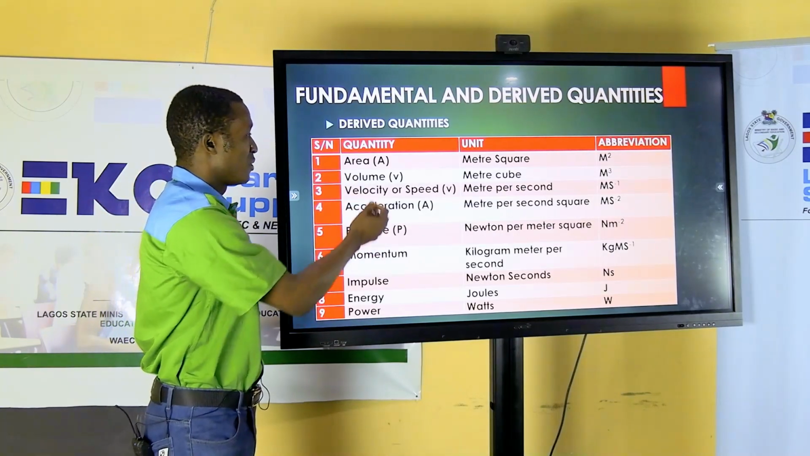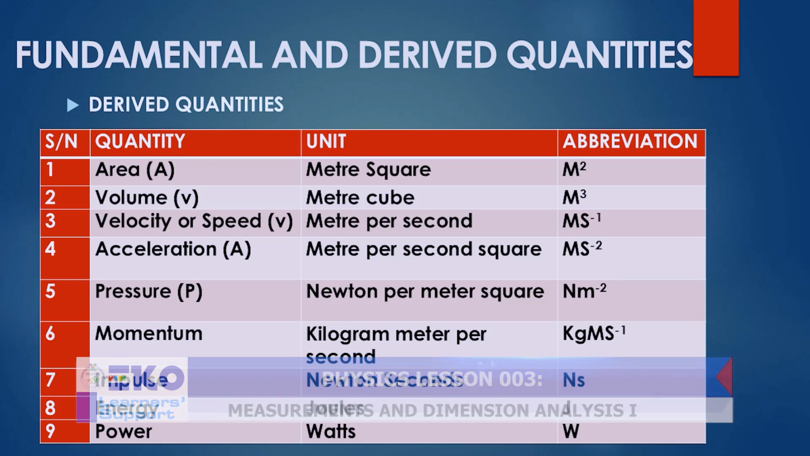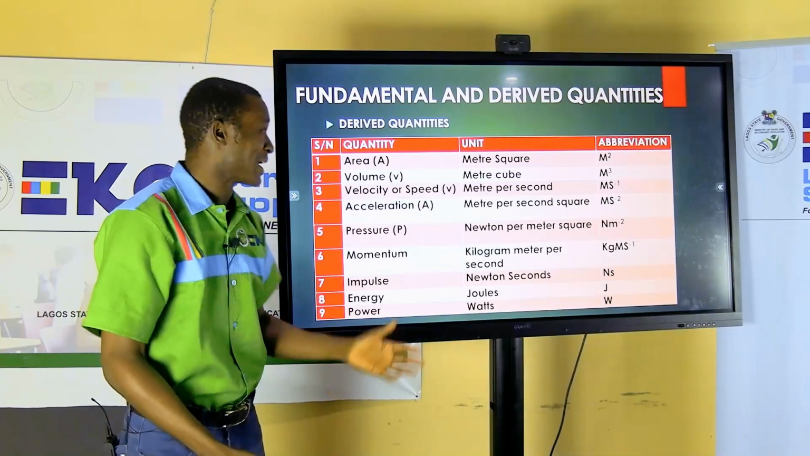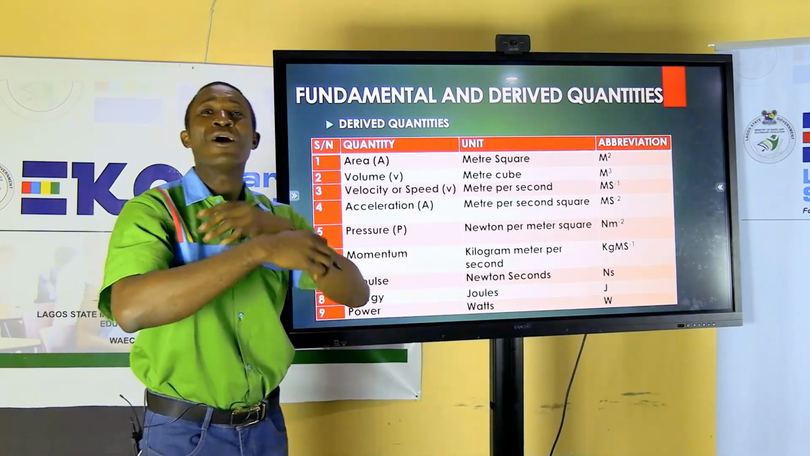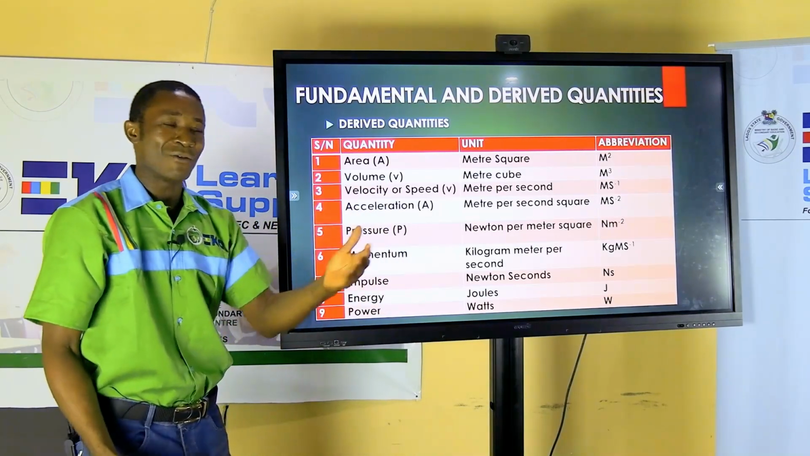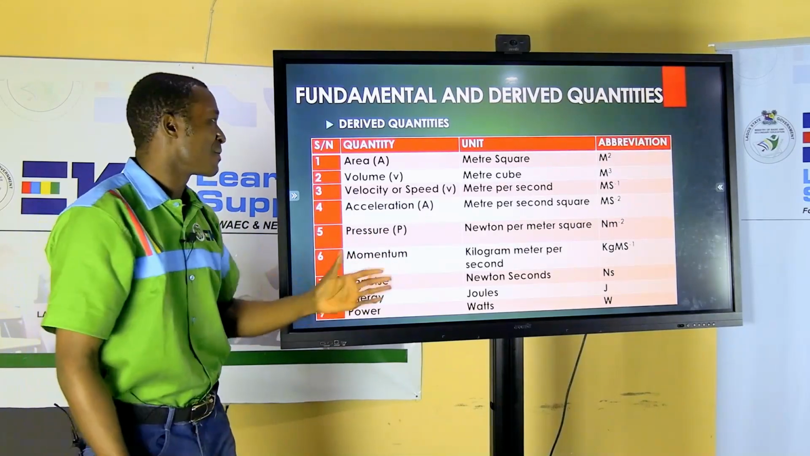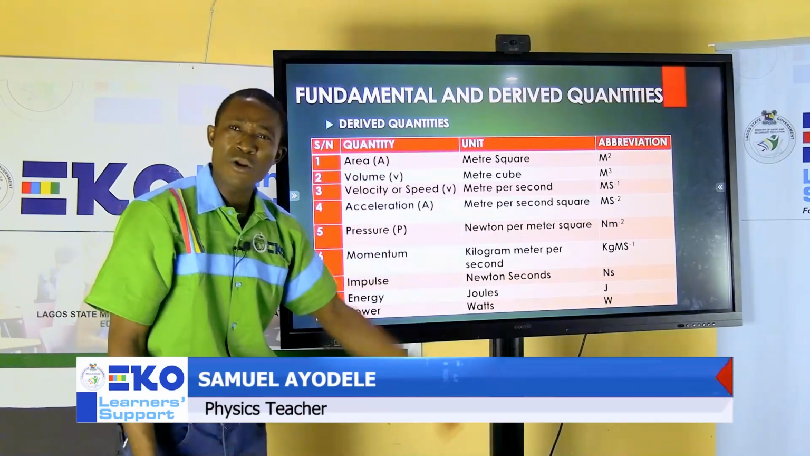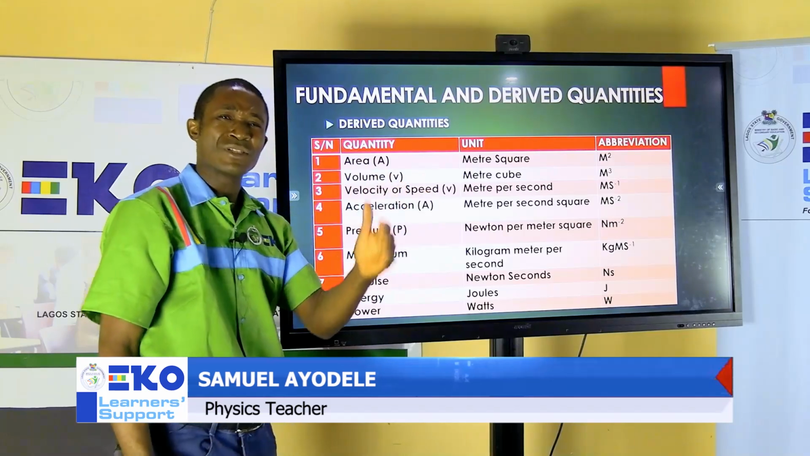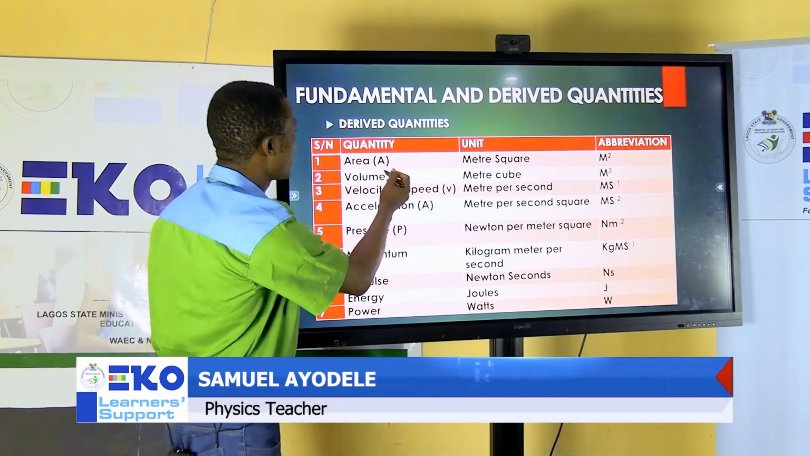We have volume, we have velocity or speed, we have acceleration, pressure, momentum, impulse, energy, power. All of these and many more. Any other quantity you have in physics, aside from the 7 I have given you, they are all derived quantities. So I just listed these 10 so that you be aware of what we are doing. So as you go through your study in physics, you come across all other quantities. Those other quantities also still stand to be what? Derived quantities.